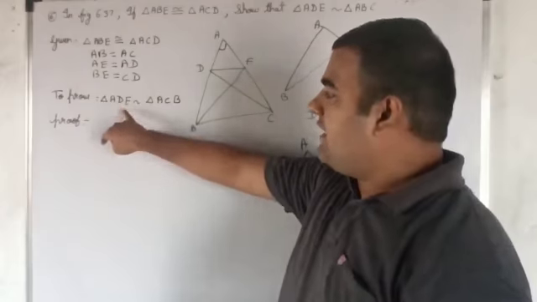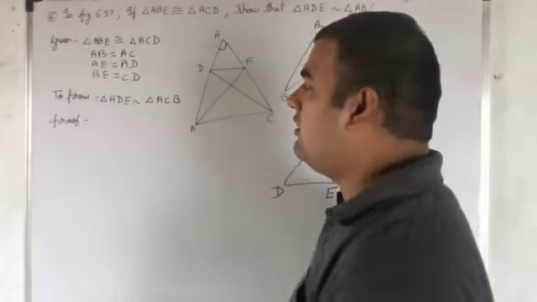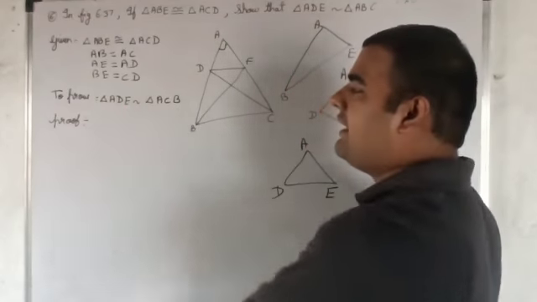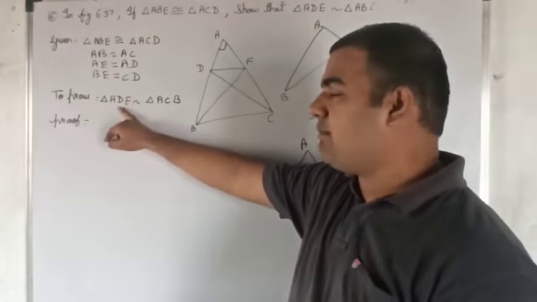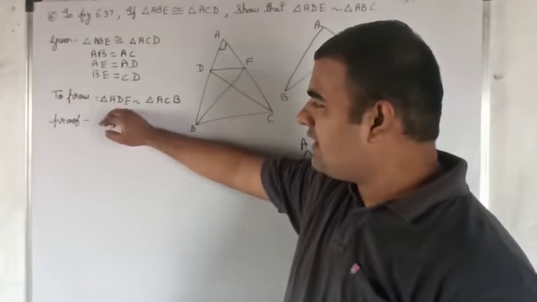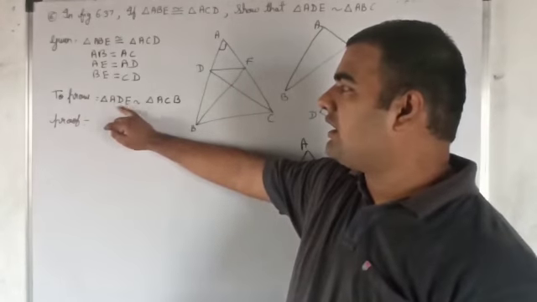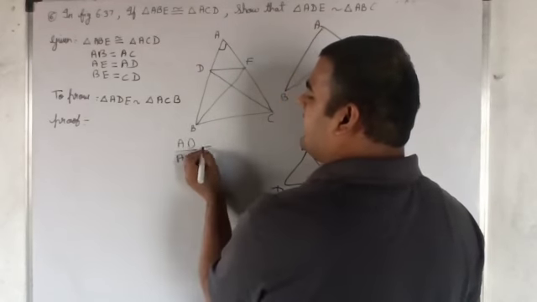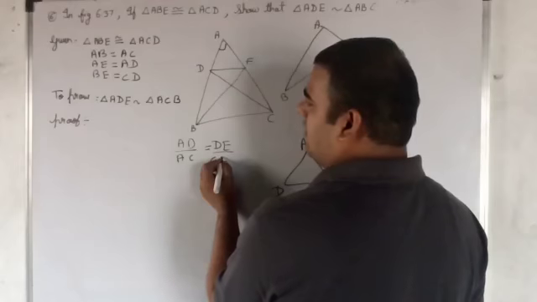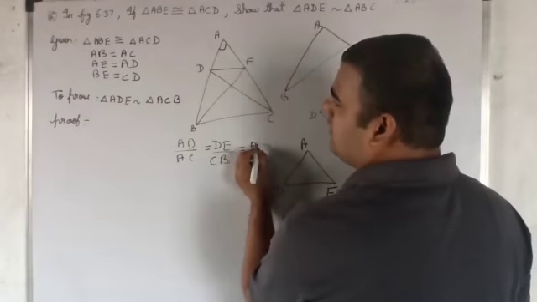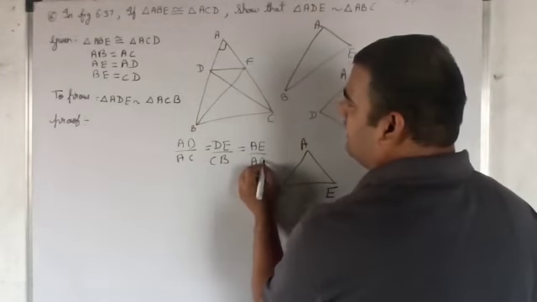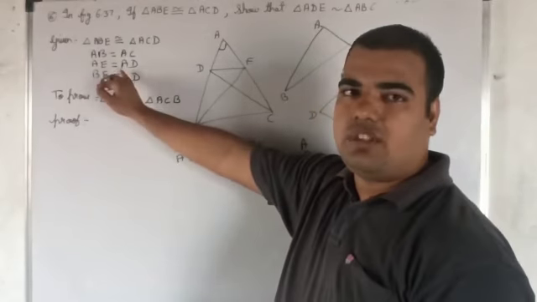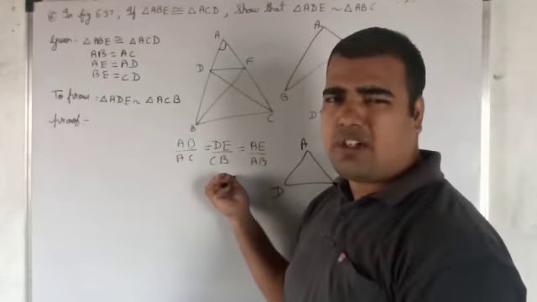Since you need to show triangle ADE is similar to triangle ACB, you need proportionality of sides. By the definition of similarity, corresponding sides should be in proportion. So from this you will get the corresponding sides: AD upon AC, then DE upon CB, then AE upon AB. Anyhow you need to show this with the help of the given data. It's very easy.